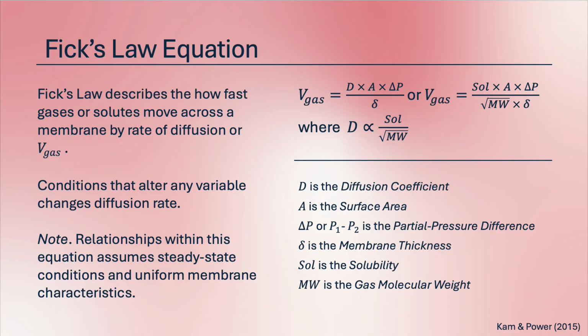Fick's law describes the rate at which a gas diffuses across a membrane. The diffusion rate, or V gas, is directly proportional to surface area, the partial pressure gradient, and the diffusion coefficient of the gas, and inversely proportional to membrane thickness. Rate increases with large surface area, high partial pressure gradient, or high gas diffusion coefficient, and decreases when membrane thickness increases. This equation forms the foundation for understanding gas exchange in both normal physiology and anesthesia delivery.